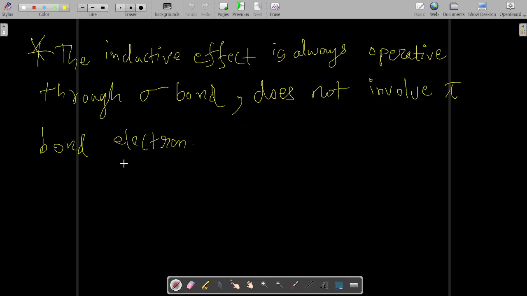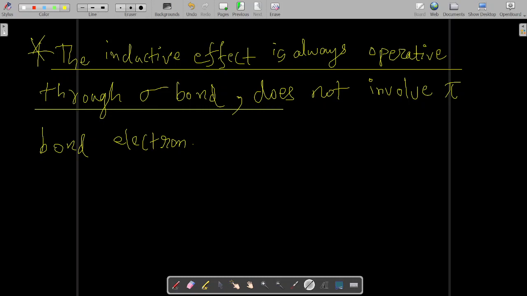The inductive effect is always operative through sigma bond. This also I told you. Inductive effect is always operative only through sigma bond. Never, it does not involve pi bond. Through sigma bond only, it does not involve pi bond electron. Pi bond electron is not involved in inductive effect.